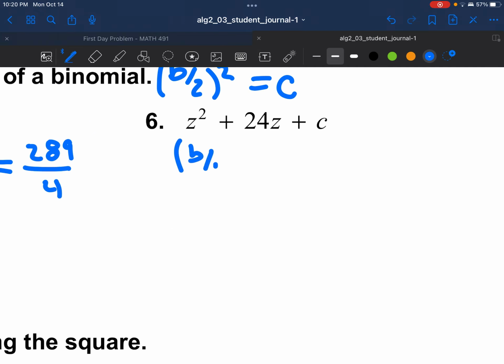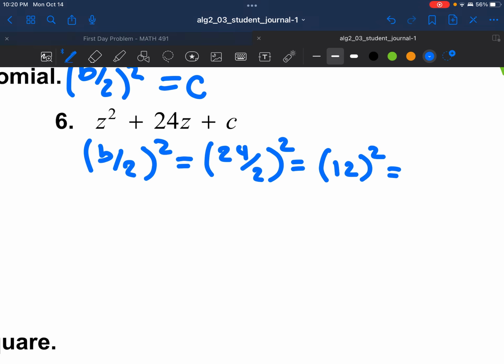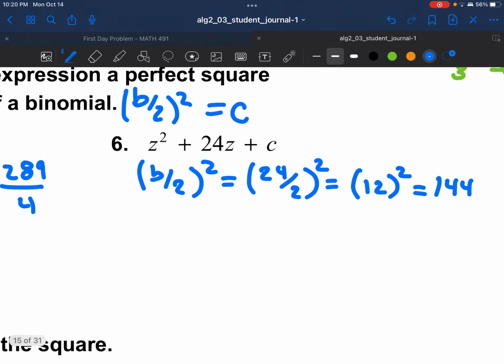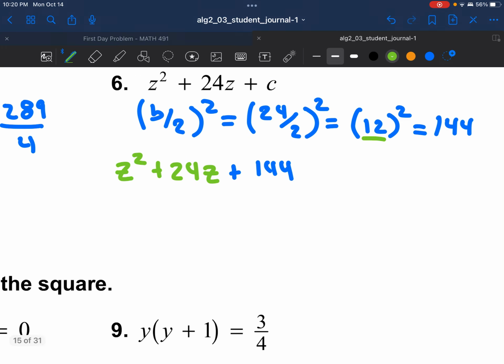Okay, let's do this last one here. So (b/2)², that's 24 over 2 squared. 24 divided by 2 is 12 squared, which is 144. Then we're going to go ahead and add that to the c for now. So this is going to be z² plus 24z plus 144. Remember, we're going to use this b over 2 to write our binomial. So (z plus 12)².